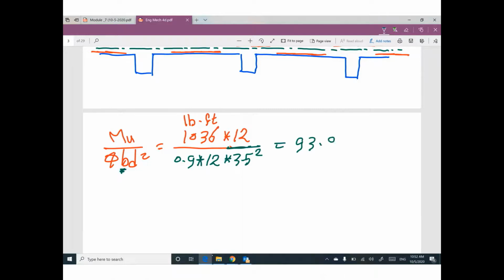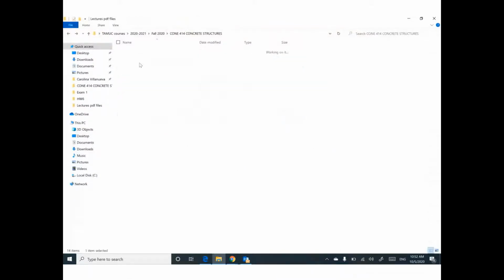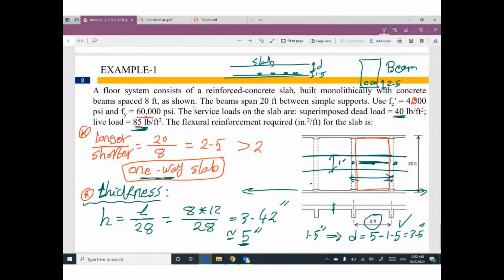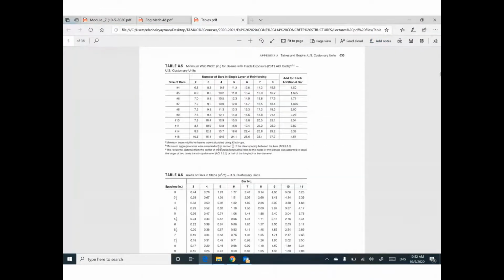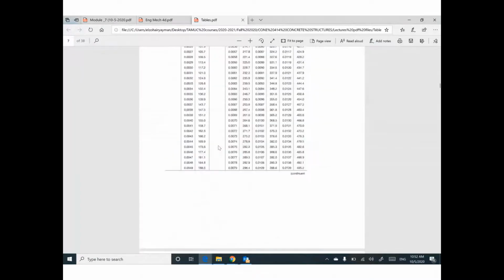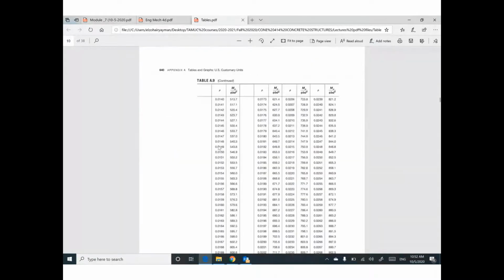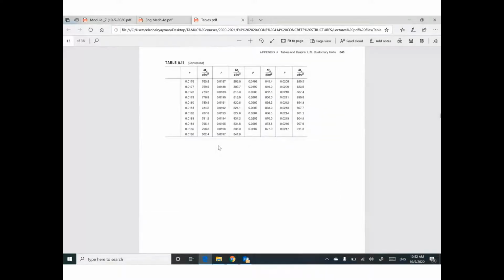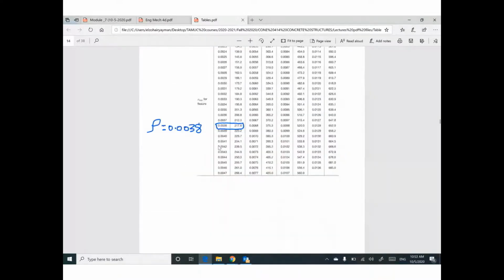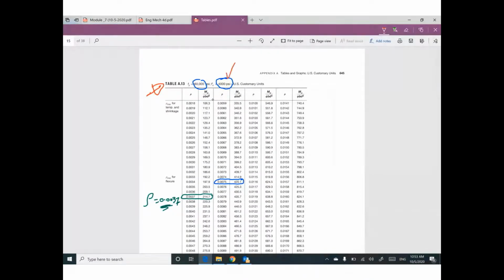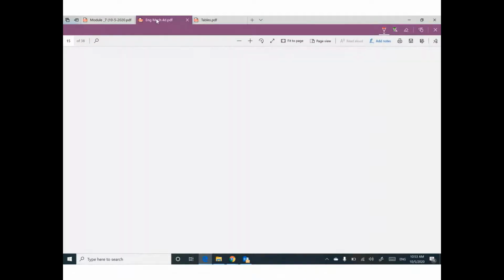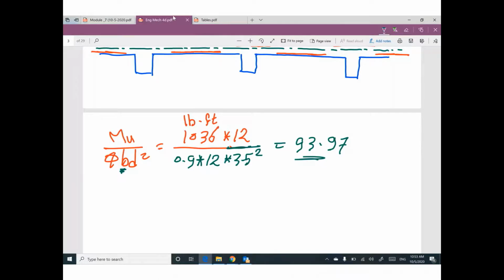I'm going to open my table because I have something very interesting for you guys. What is the value of f prime c? 4,000 and 60,000, okay. Here you go, this one and this one. What is the value of rho? I'm sorry, what is the value of this expression? 93. Where is 93?